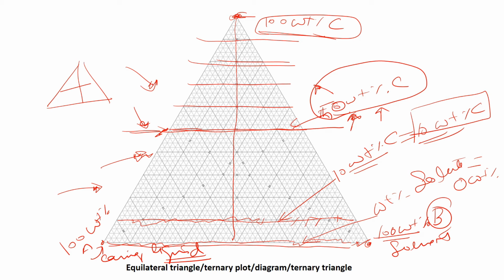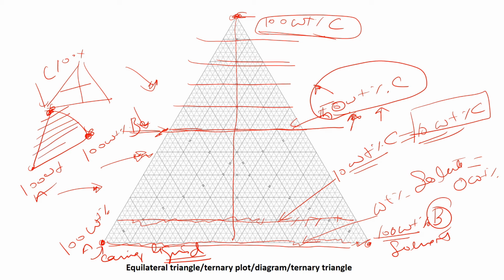All you need to remember is, if you take a triangle, each corner will be 100 weight percentage. This corner is 100 weight percentage A, this corner will be 100 weight percentage B, this corner will be 100 weight percentage C. And then you have 10, 20, 30, 40, 50, 60, 90.